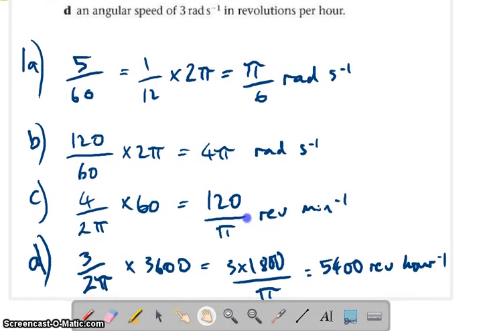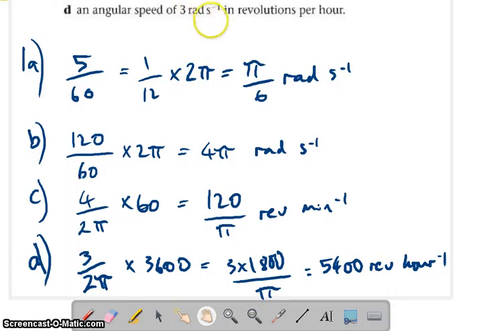Final question, angular speed of 3 radians per second in revolutions per hour. The 3 radians per second corresponds to 3 over 2 pi for the frequency, multiplied by the number of seconds in an hour, which is 3,600, and then you get roughly 5,400 over pi revolutions per hour.